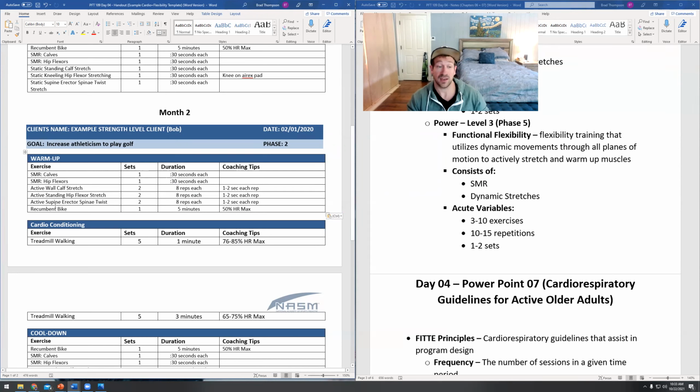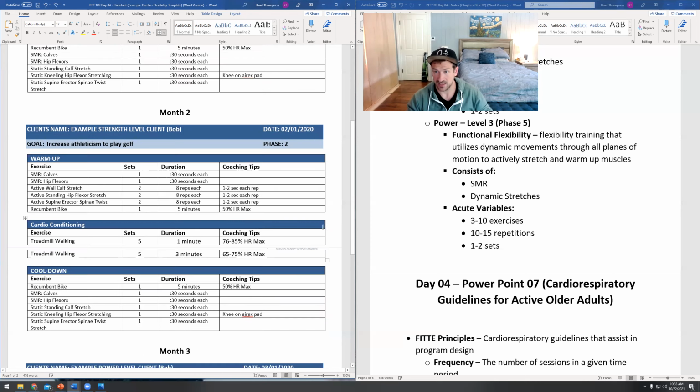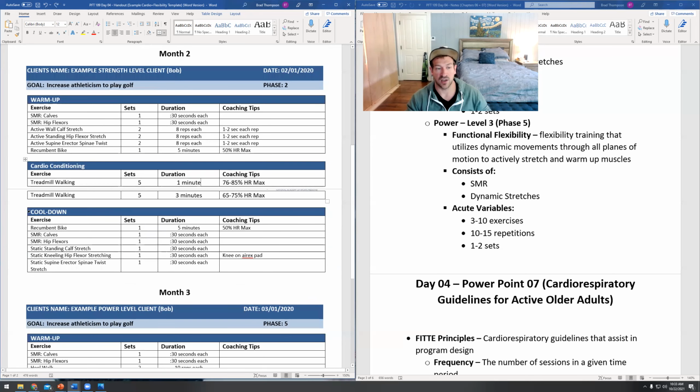And then we threw him on the recumbent bike, 5 minutes, 50% of his heart rate max. Now, here's where this does get a little bit confusing the first time somebody sees this. You will notice on his cool down, I still put static stretches. And it really doesn't say this in your textbook explicitly, but here's the thing. Why did we avoid static stretches here? Because we didn't want it to affect our workout.